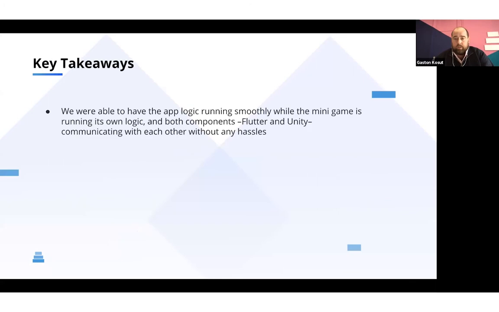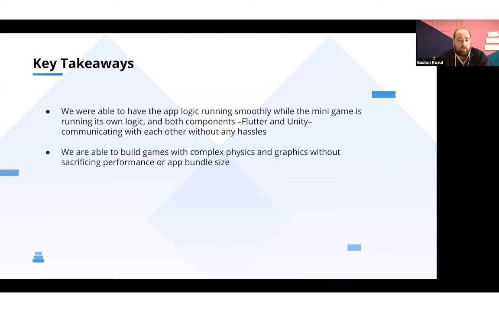Some of the conclusions after developing this solution. First of all, we were able to have a Flutter app running and a Unity module running at the same time, communicating between them without any hassles. I think that it's very important because we could think that you could face some performance issues, but the app is working perfectly. You can run a game smoothly with a Flutter module, with a Unity module, and communication between them without any issue. So that is a good conclusion.